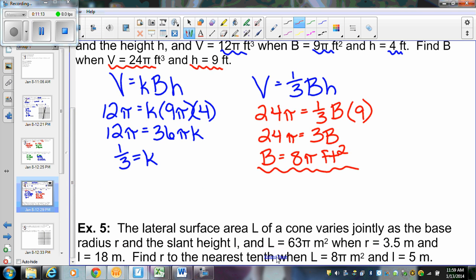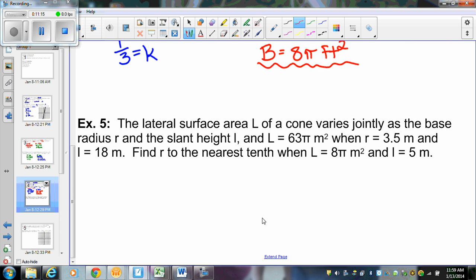So I want you to do another pause and you try example 5 here. Take a few minutes and read through it. See if you can set it up and then solve.